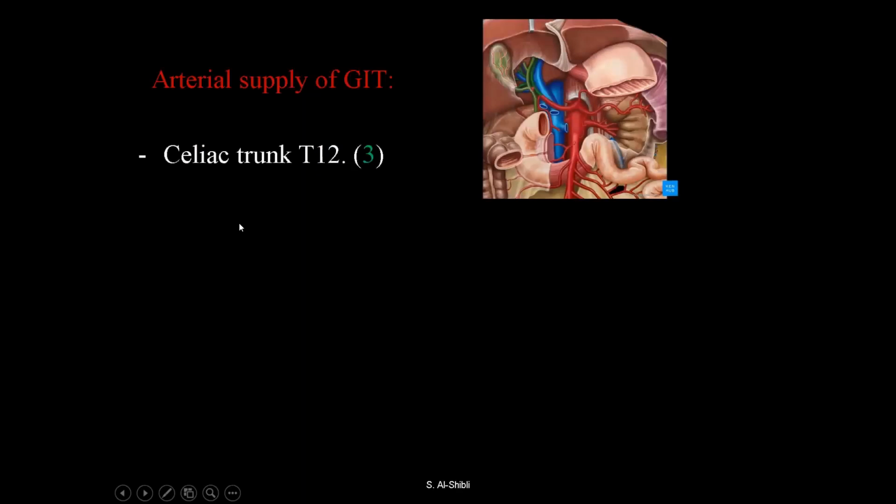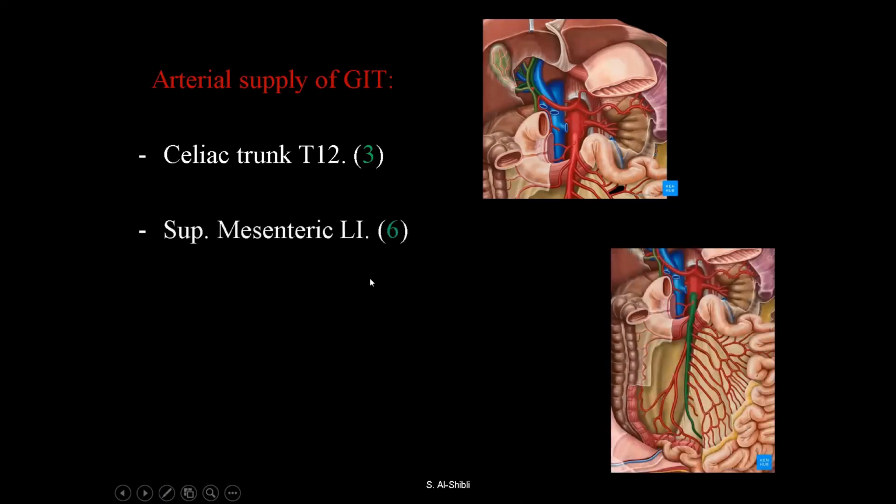Arterial supply of the gastrointestinal tract. The first is the celiac trunk. That is the main blood supply to the foregut. What are the structures belonging to the foregut? Definitely, the lower part of the esophagus, stomach, and upper half of the duodenum. It has 3 branches. Of course, the origin is the lower part of T12, that means thoracic vertebra number 12. It has the left gastric, the splenic, and the hepatic. This is the main arterial blood supply to the foregut.